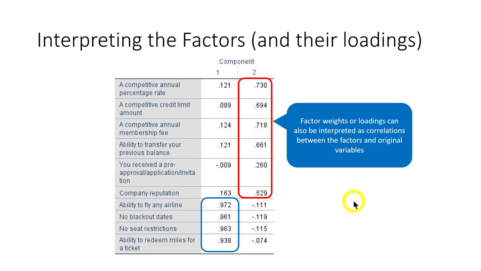Same thing for factor 2. So instead of calling them factor 1 and factor 2, now we can use those weights to give them a more proper name. For example, factor 1 seems to be more related to perks. What do you get as perks from the credit card? While factor 2 seems to be more about performance, financial performance of the credit card.